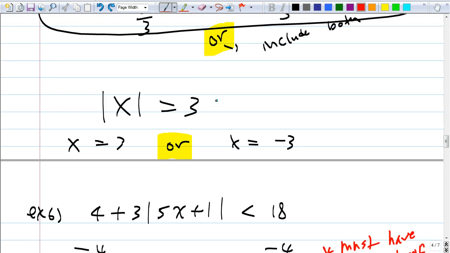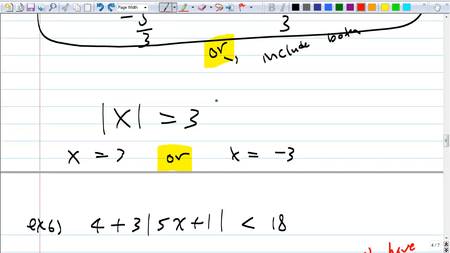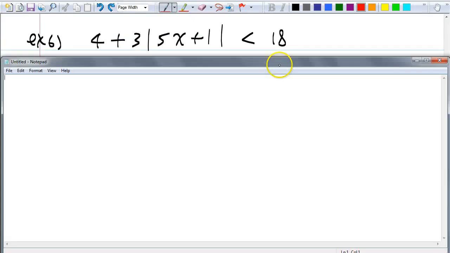All right, so let's look at example 6. Let me move it up for you, hold on. Okay, so this is the kind of problem that people make a mistake on a lot. So I got 4 plus 3 times the absolute value of 5x plus 1 less than 18. What should we do first? Could we write this as two inequalities right now? No. Not right now. So we have to get the absolute value by itself, don't we?